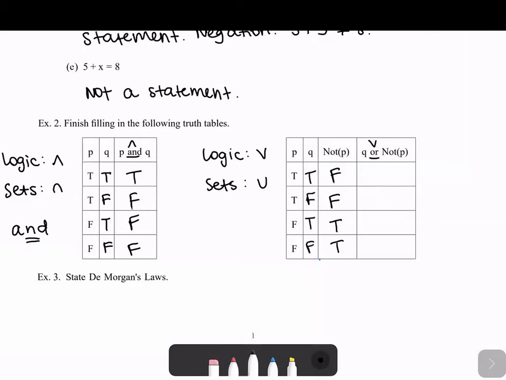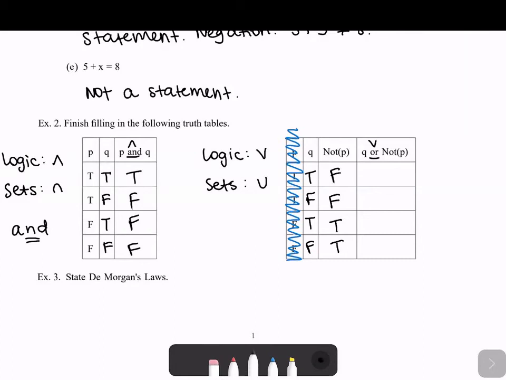Okay, so now we're looking at Q or not P. So we're going to look at the columns Q and not P. We're only looking at these two preceding columns, and we're going to connect them using or. Like it says at the top of page 25, or is only false if both are false.